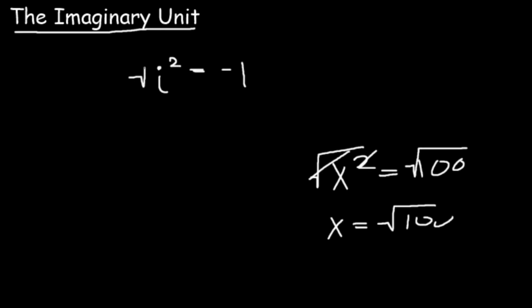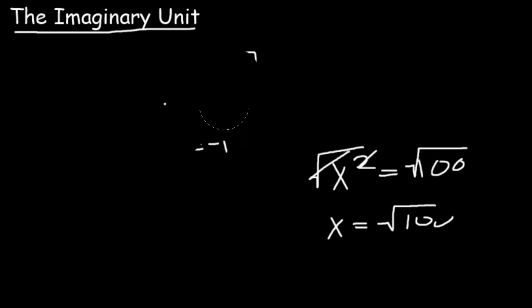So let's do that right here. Let's square root both sides. And now we see that i alone is equal to the principal square root of -1. And we also know that i squared is equal to -1. So these are the two things that we know so far.